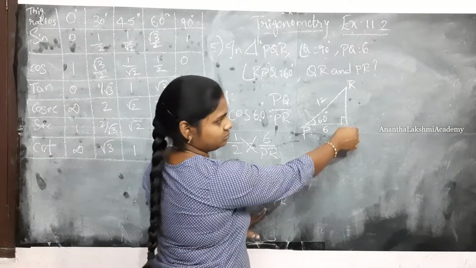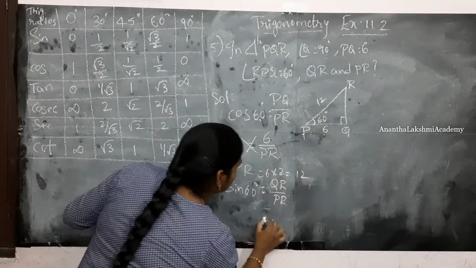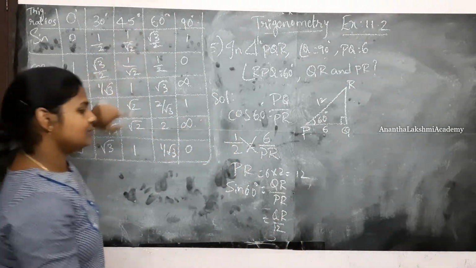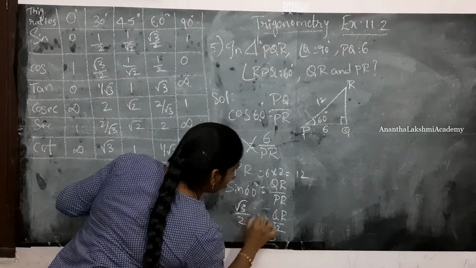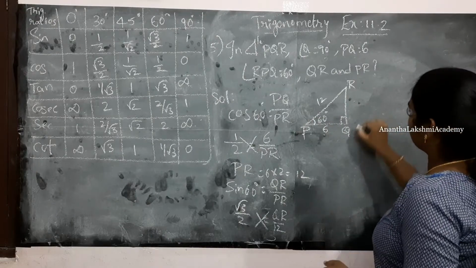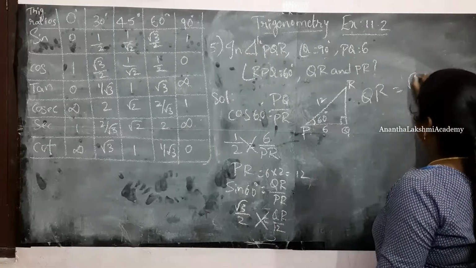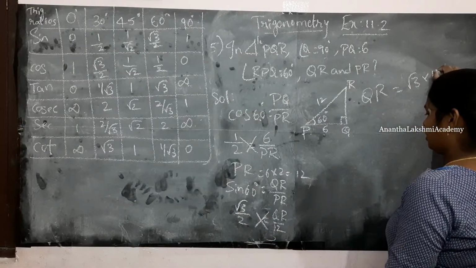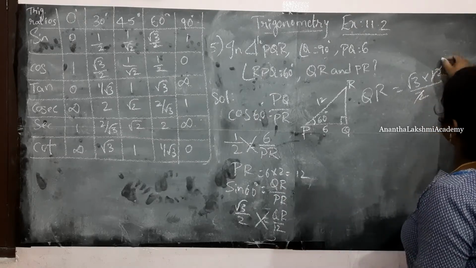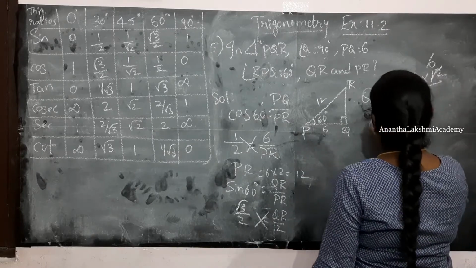QR is what we are trying to derive, and PR is 12. So sine 60 equals QR by 12. What is sine 60 from our trigonometric table? Root 3 by 2. If we do the cross multiplication, QR is equal to root 3 into 12 by 2. 2 sixes are 12, so QR is 6 root 3.